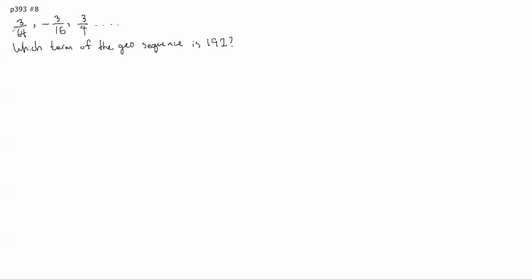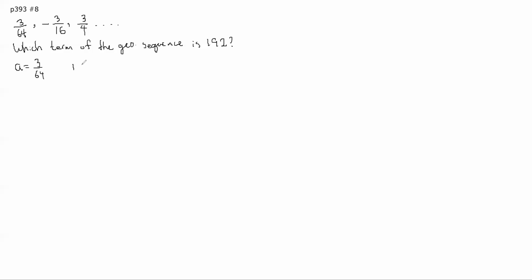Question 8 says, which term in this geometric sequence is going to be 192? It starts off with the first term being 3 over 64, and then they give you two more so that you can confirm what the actual ratio is.